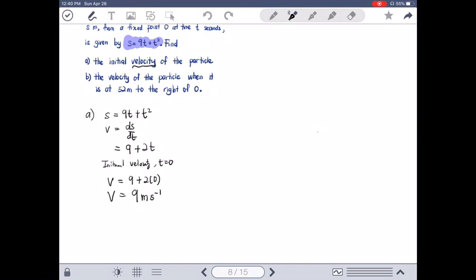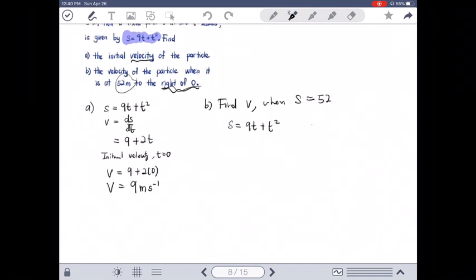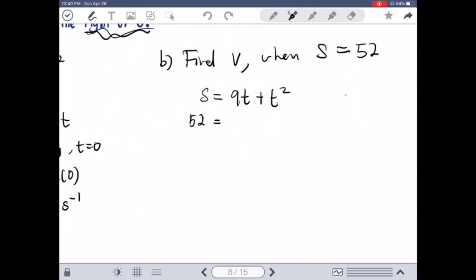Now we go to question B. The velocity of the particle when it is at 52 meter to the right of O. Okay, right of O. So if you look at question B, it's just find v when S is equals to 52. Why positive? Because it's right of O. So now we have S equals to 9t plus t squared when S equals to 52. So 9t plus t squared equals to, everything I move it to the right hand side, you should get t squared plus 9t minus 52.